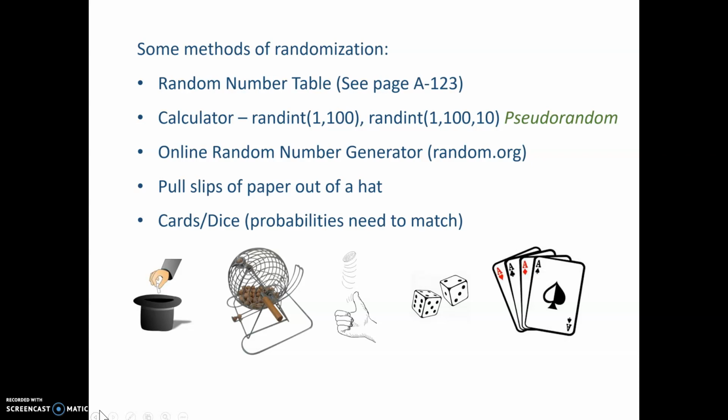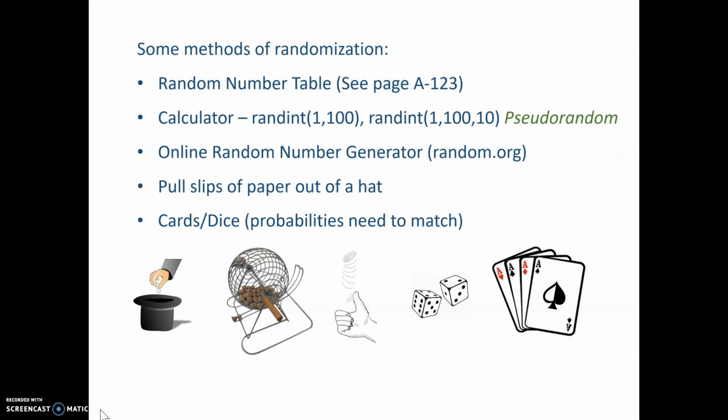The probabilities need to match. Here's what I mean by that. If you roll 2 dice and get the sum, you add up the number on top of both dice. The probability that you roll a 7 is higher than the probability of rolling a 2, simply because there's more ways out of the total population of 36 outcomes, 6 times 6. There's more ways to get a 7.